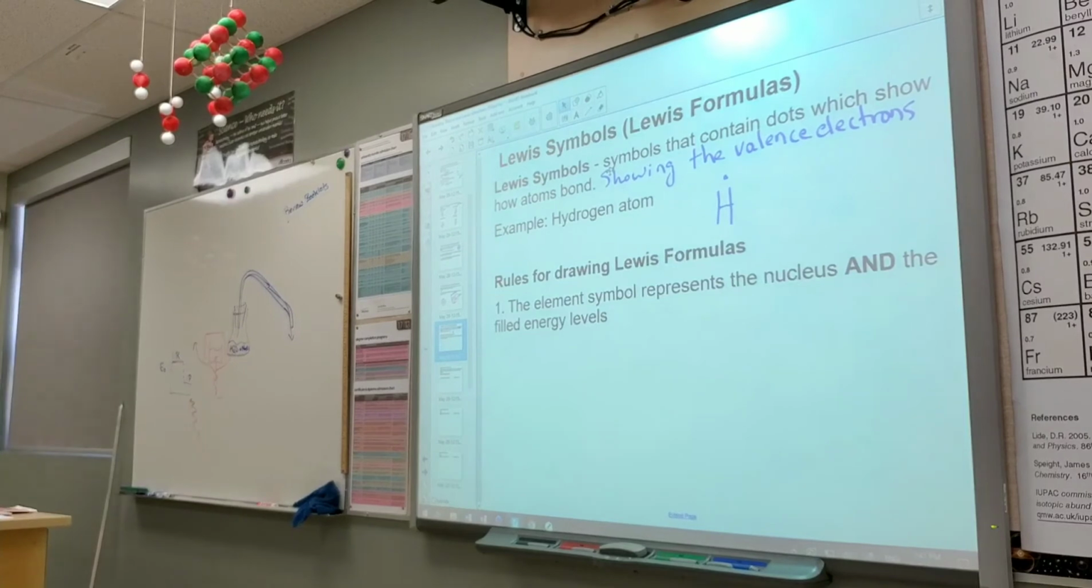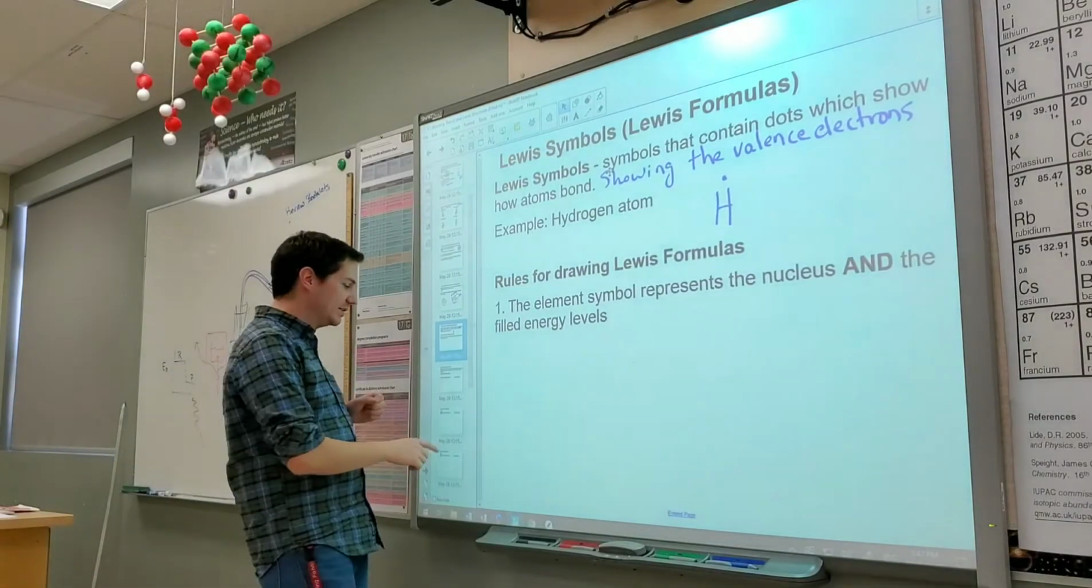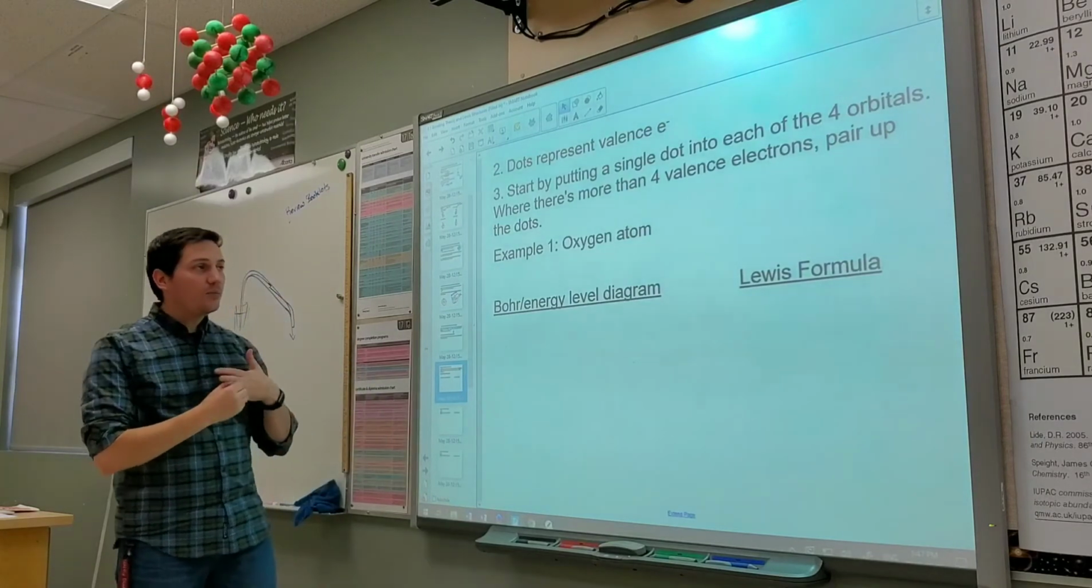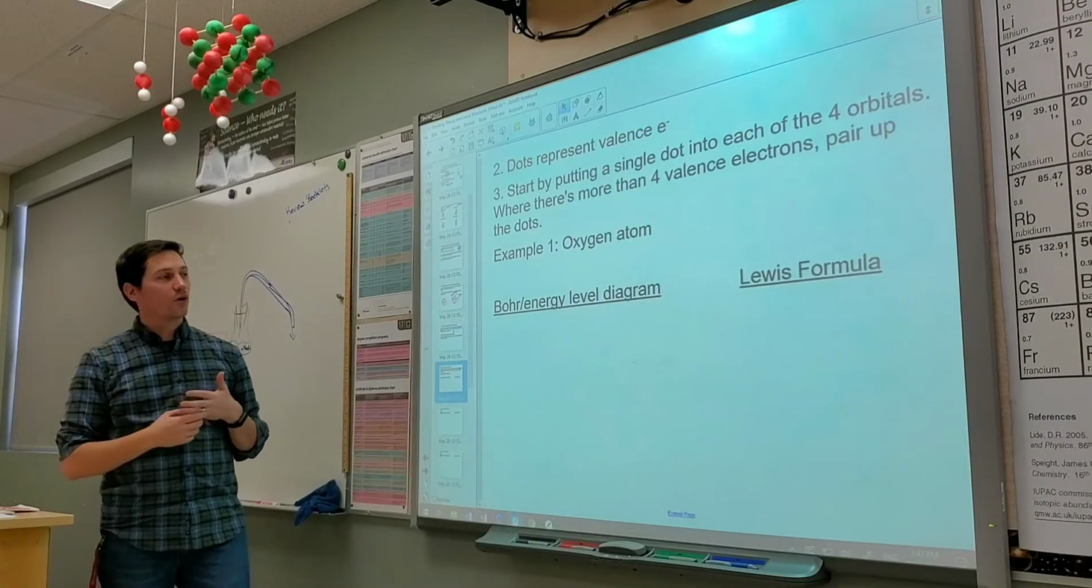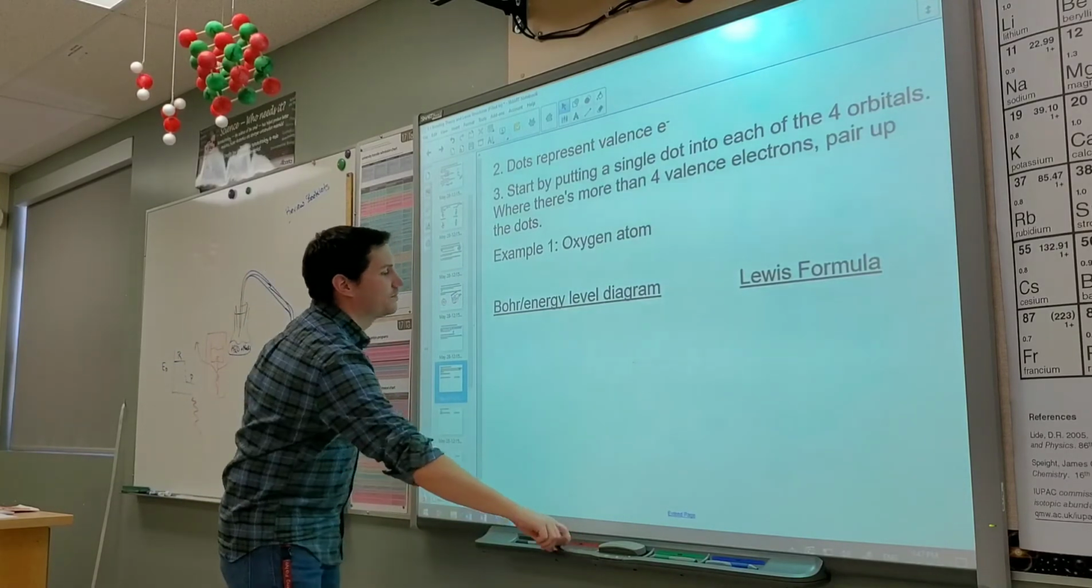We don't care about how many protons are here. We don't care about how many energy levels are filled. We don't care about how many electrons other than the valence shell. Because what's the only thing that reacts in a chemical reaction? The valence shell of electrons. You either gain or lose valence electrons. That's all we care about. Dots represent valence electrons. Start by putting a single dot in each of the 4 orbitals; where there's more than 4 valence electrons, pair up the dots.